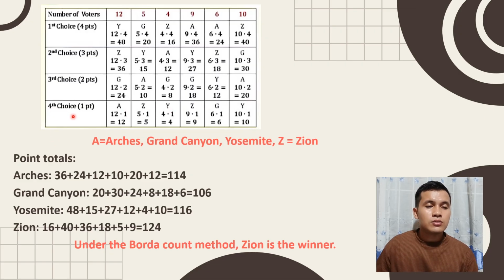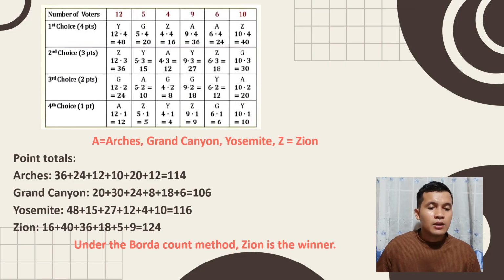For the last row, we have Arches, 12 times 1 equals 12. For the Zion, 5 times 1 equals 5. For the Yosemite, 4 times 1 equals 4. For the Zion again, 9 times 1 equals 9. For the Grand Canyon, 6 times 1 equals 6. And for the Yosemite, 10 times 1 equals 10.